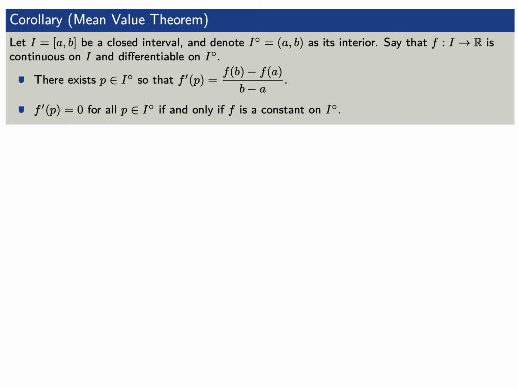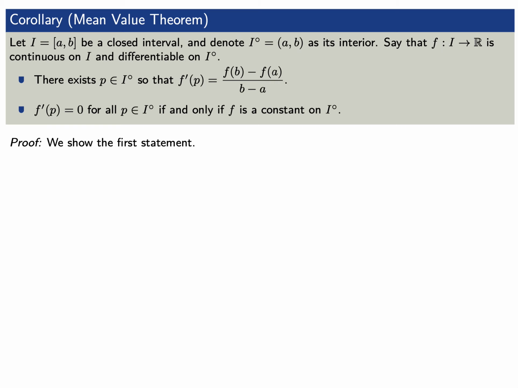As a corollary, we have the theorem of today, which is the mean value theorem. Let's say that I is a closed interval and I circle is its interior as before. We'll say that f is continuous on I, yet differentiable on its interior I circle. First, there exists a point in the interior such that f prime of p equals the ratio f of b minus f of a over b minus a. Second, f prime of p equals 0 for all points p in the interior if and only if f is a constant on the interior.